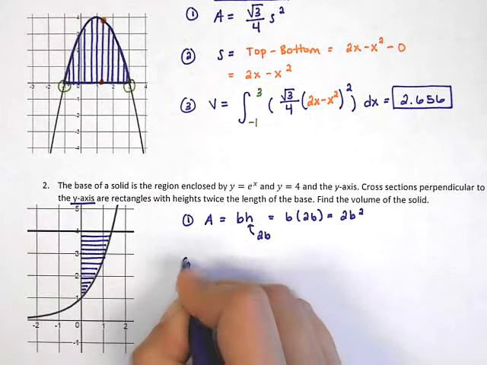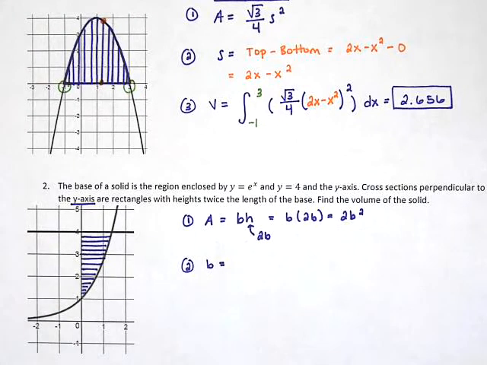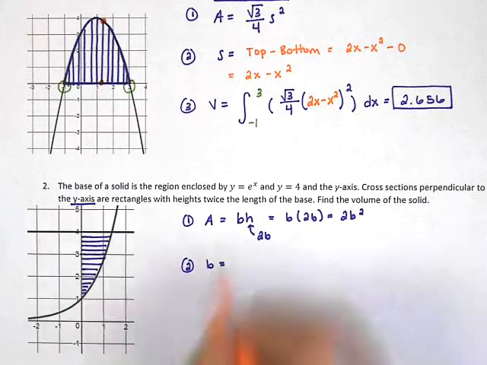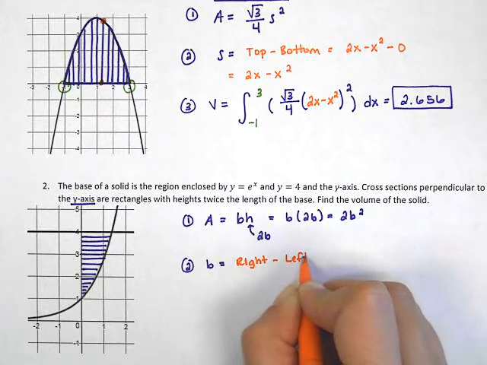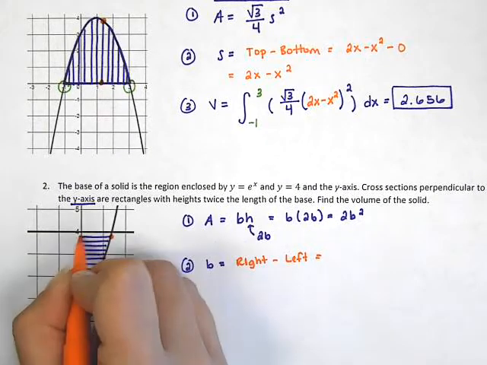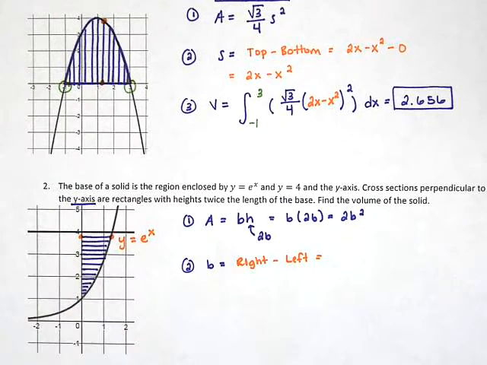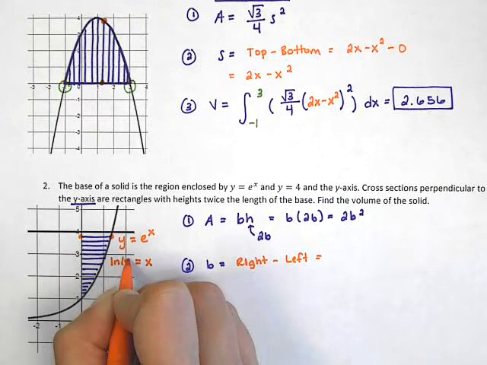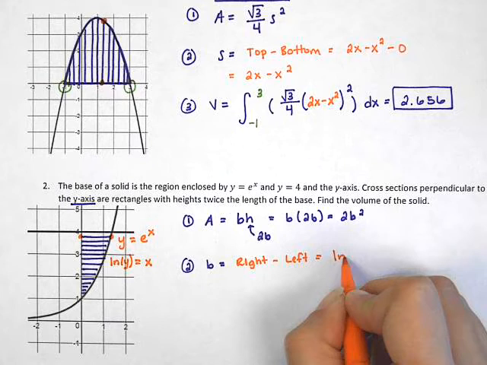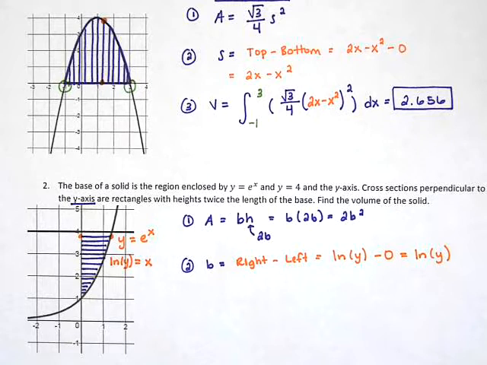Now the second step would be to figure out, well, what is the base this time in terms of y? Because we're going with perpendicular to the y-axis. So I would need to do right minus left, which in this case would be this function minus 0. Now this function was y equals e to the x, but since I want everything in terms of y, not in terms of x, I would rearrange this and make it x equals the natural log of y. So my right function would be the natural log of y, and my left would be 0, so I would just have the natural log of y.